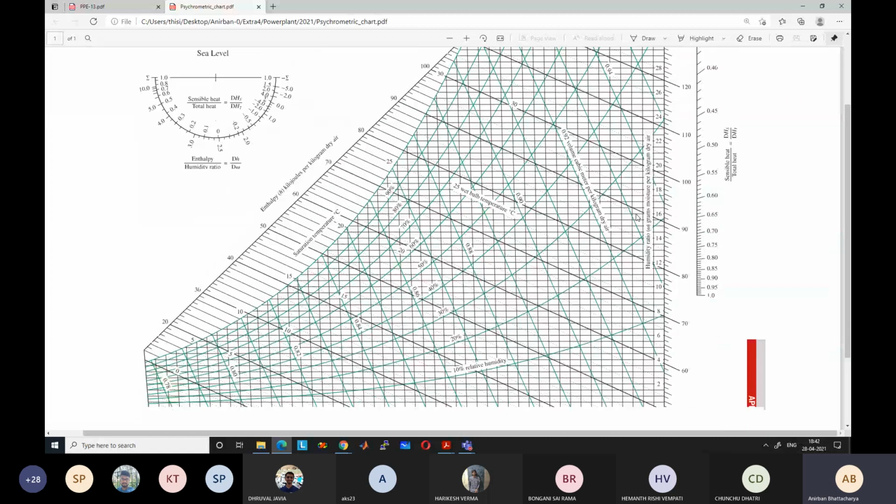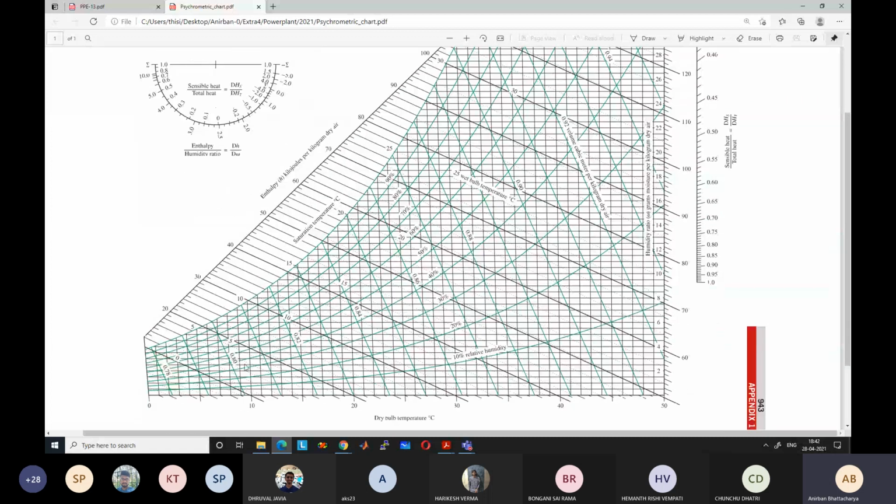Then these green lines are what? These green lines are relative humidity. The first green line is 10% relative humidity, second one is 20%, 30%, 40% like this up to 100%. The final curved green line is 100% relative humidity, full saturation condition.